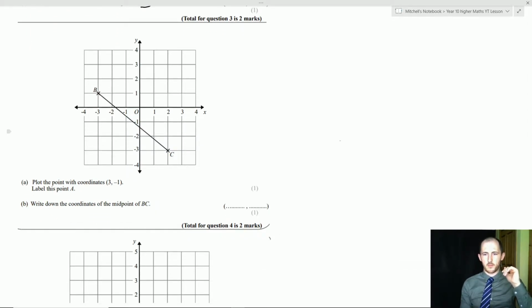But plot the point with the coordinates 3 and -1, and then label this point A. So let's go 3 across, is here. -1 will put us down here. So again, let's mark this point, then draw a dotted line going across, dotted line going down. Where they meet is going to be your point A. And it says write down the coordinates of the midpoint of BC.